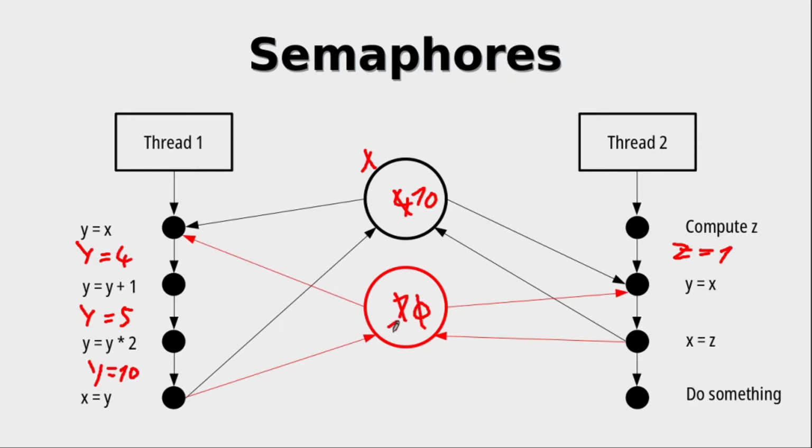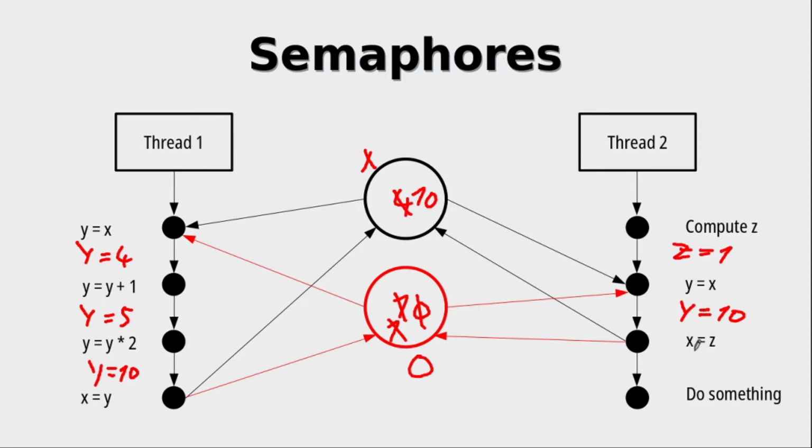So now it releases it and stores a 1 into the semaphore. Now thread 2 can go. So in this case, y is now 10 and the semaphore is 0 again. And I'm running out of space to draw here.